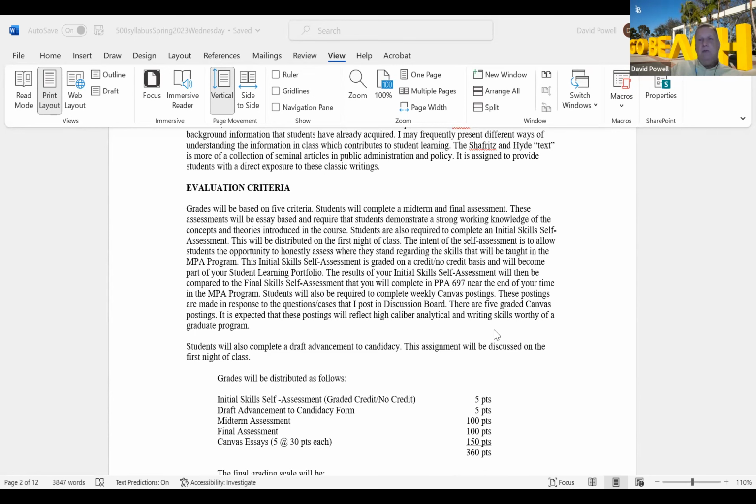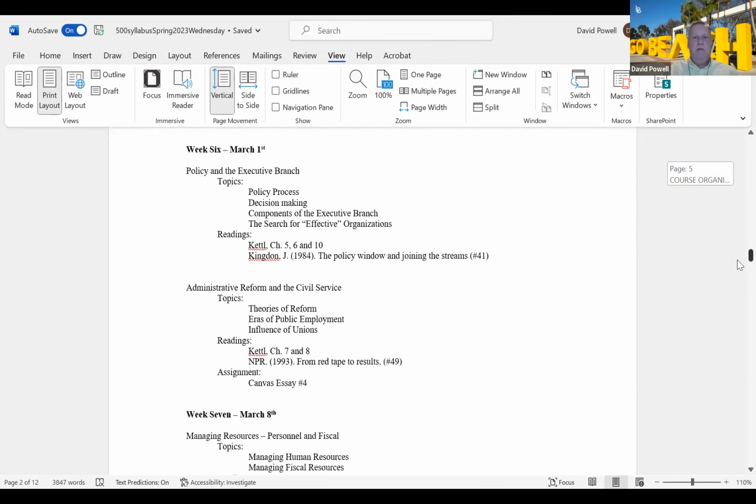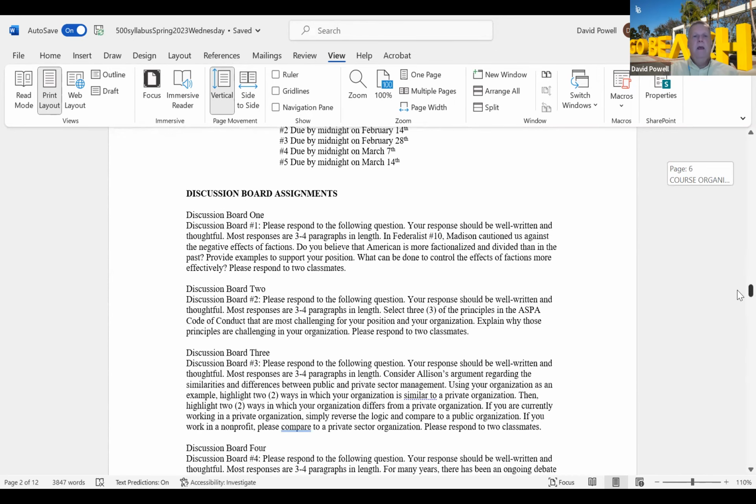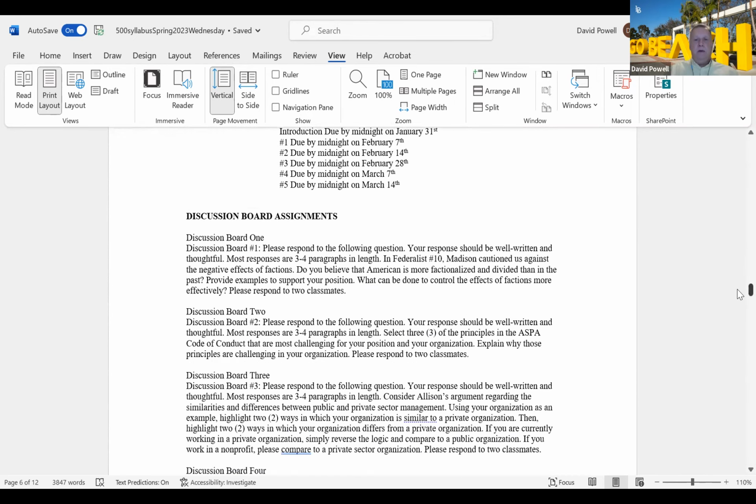But you will have discussion board essays that you will be posting in Canvas, and you'll have 5 graded discussion board essays. And let me show you what those essays are all about. Let me just scoot down here. I've got them all listed in the syllabus. And so you have 5 graded discussion board essays or Canvas essays. Yeah, I use those terms interchangeably, discussion board and Canvas.